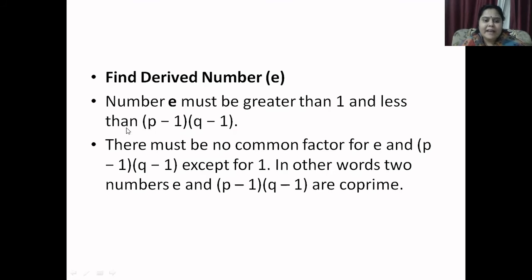Now find the derived number E. The number E must be greater than 1 and less than (P minus 1) times (Q minus 1). There must be no common factor for E and (P minus 1) times (Q minus 1) except for 1. In other words, the two numbers E and (P minus 1) times (Q minus 1) are co-prime.